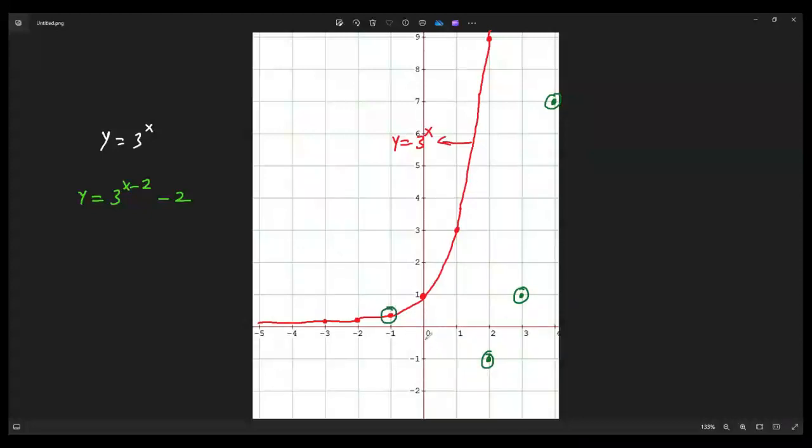Okay, now I'm going to shift the point (-1, 0.33), 2 units to the right and 2 units down, and plot it over here. And when I shift the point (-2, 0.11) 2 units to the right and 2 units down, I plot that point over here. And when I shift (-3, 0.04), 2 units to the right and 2 units down, I plot that point over here. Okay, now I have to connect all the green points with a smooth curve or freehand curve to get the graph of the given function.